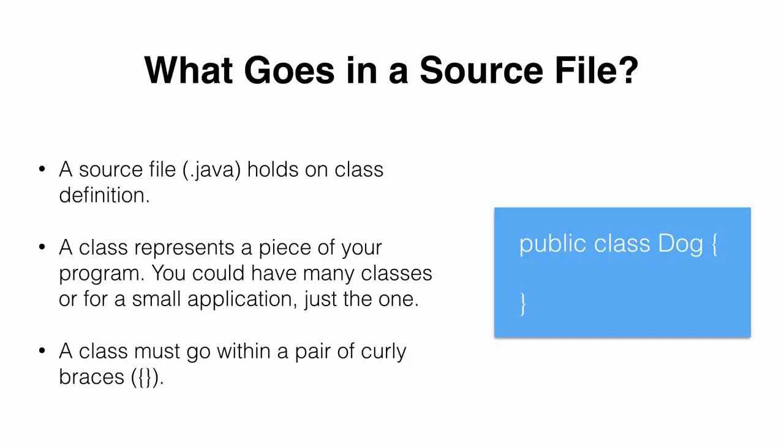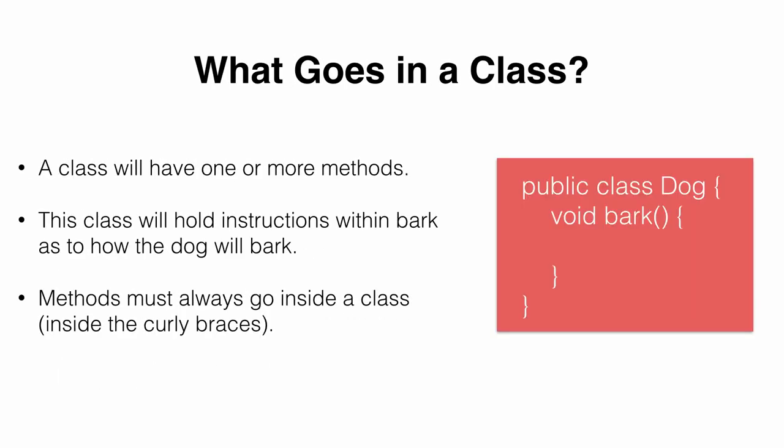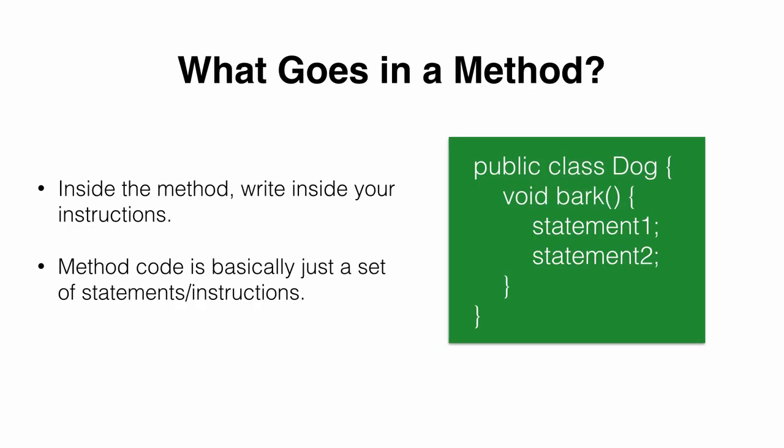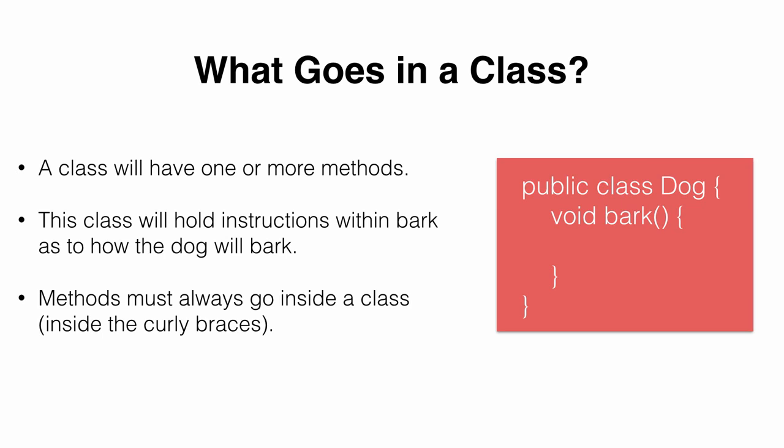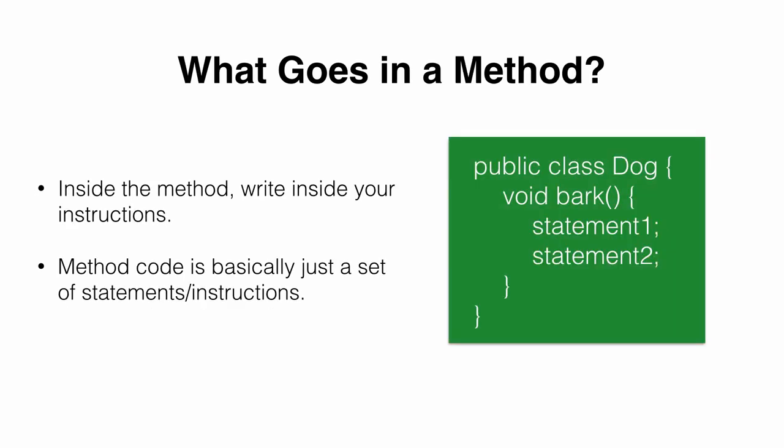We're going to look at source files. We're going to look at classes. We're going to look at methods. We're going to look at statements. This is just a general visual explanation of how these fit together. Here we have public class dog, then inside dog we have bark, and then inside bark we have our statements, as to what instructions we want to tell this method to do. So that's how code structure in Java works.